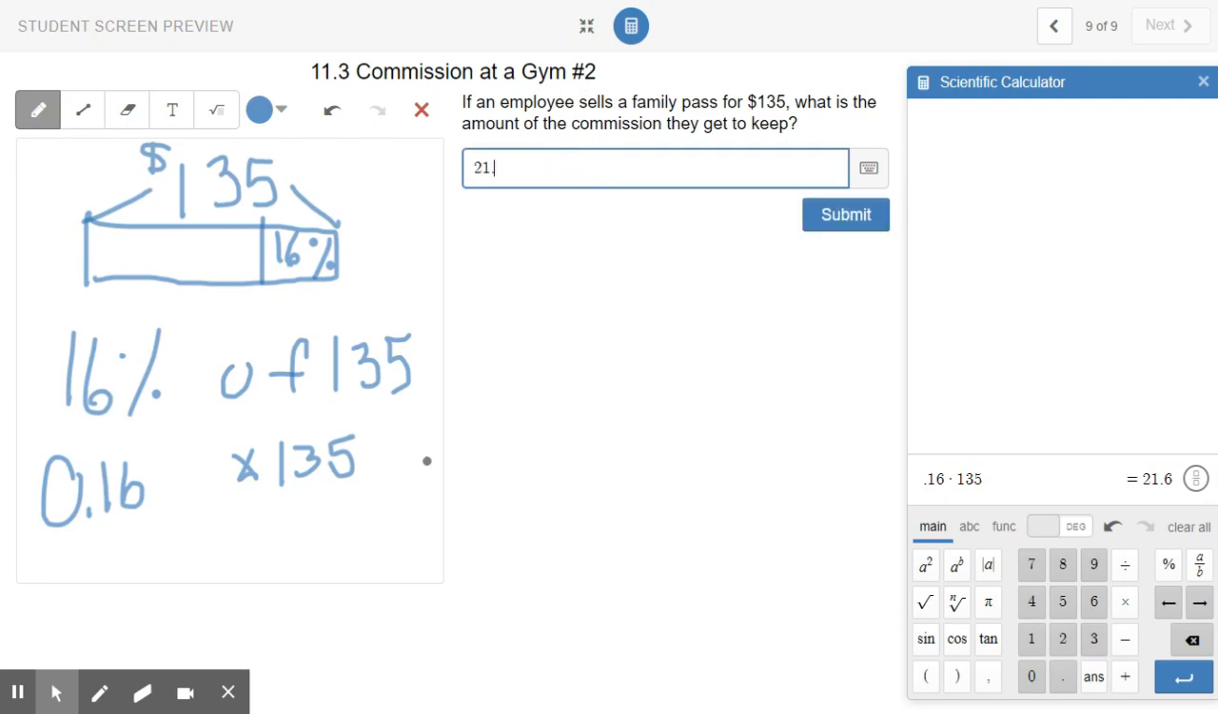Now, the problem with my answer is, first of all, I know that's dollars, so I need to put that in. $21.6. Well, that doesn't really look like a dollar amount. So to make it a dollar amount, I actually put a zero on the end because that doesn't change the value. So I know that this employee is going to get $21.60. Let's check it out. All right. Awesome. So now you should be able to figure out how to find commission, how to find sales tax, how to find markups and markdowns.